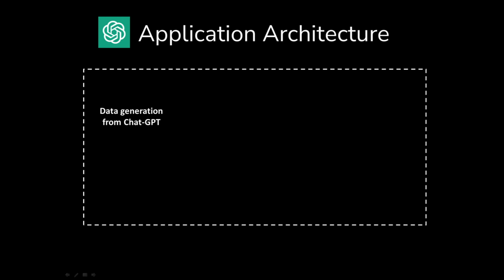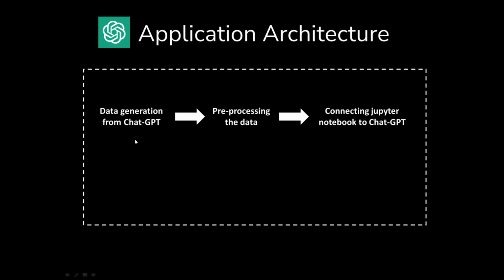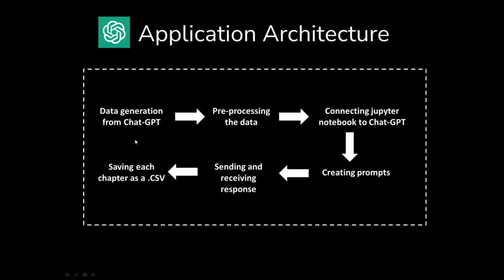We will be creating interesting stories with the GRE words, which will act as a mnemonic device and help us in memorizing. Our basic outline will be to create data from ChatGPT, pre-process this data, connect our Jupyter notebook to ChatGPT, and create several prompts for story generation and their meaning generation, send and receive responses from our Jupyter notebook to ChatGPT, and save each chapter as a CSV. Let's move on to ChatGPT itself and let's see how this will work.